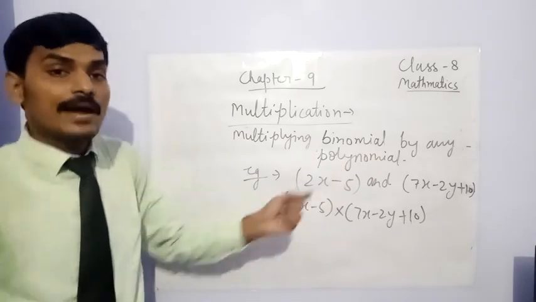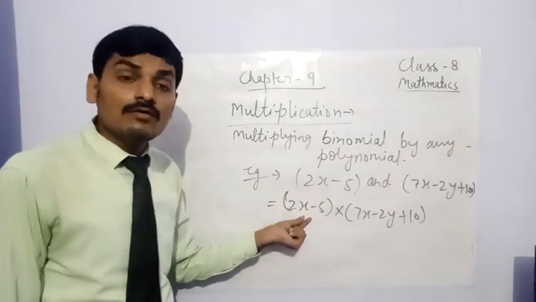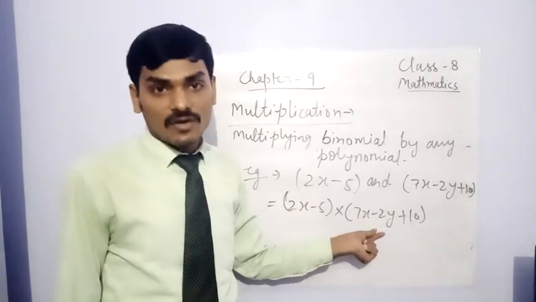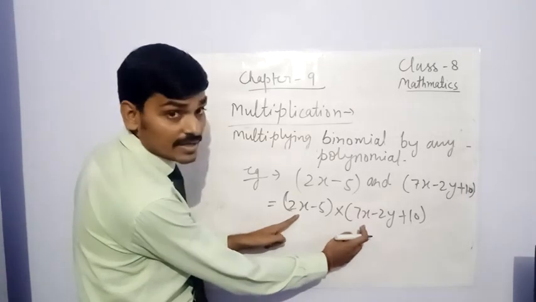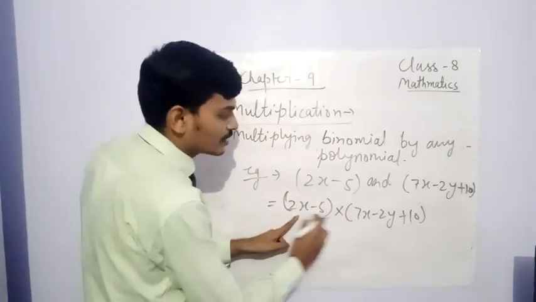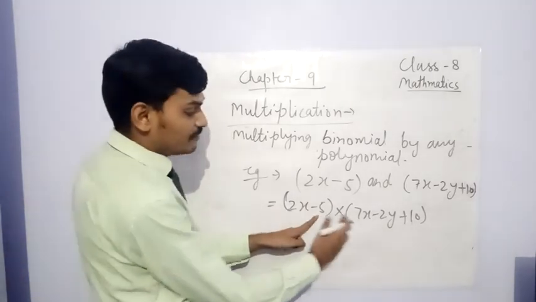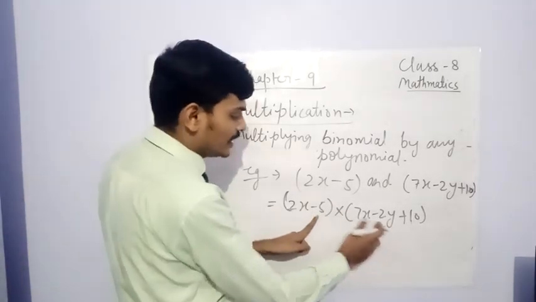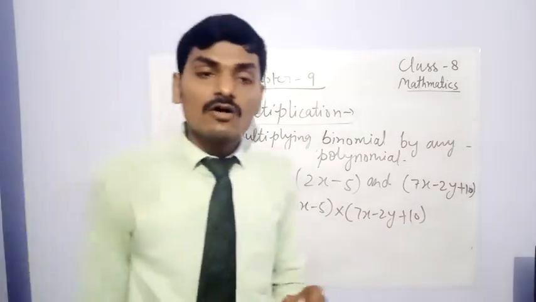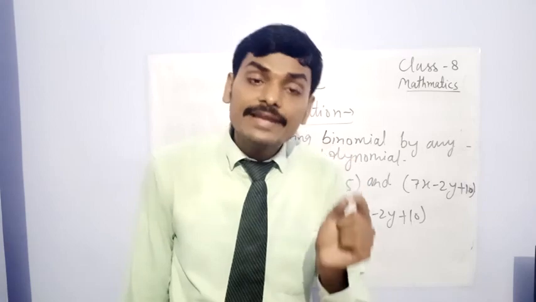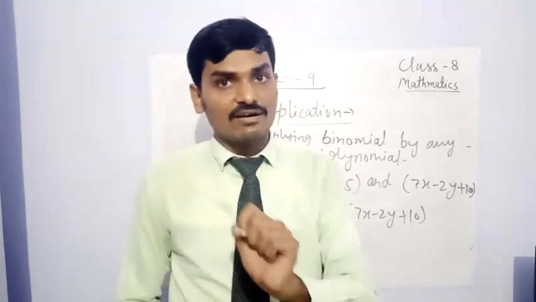Now you have to multiply all the terms of the binomial with all the terms of the polynomial. So first you have to multiply 2x by 7x, 2x by 2y, 2x by 10. Then after that you have to multiply 5 with 7x, 5 with 2y and 5 with 10. With sign, you also have to remember the sign of all the terms, and you also have to multiply the sign of the terms.